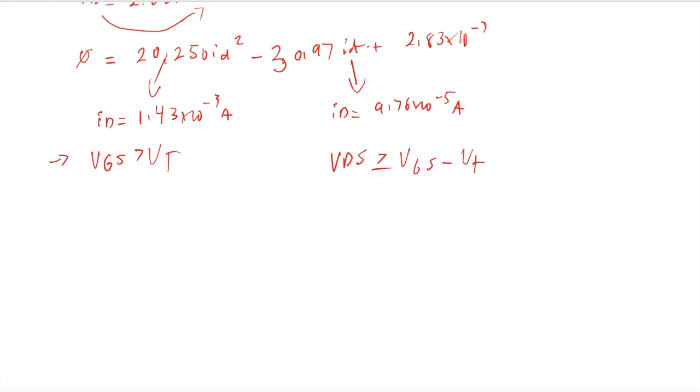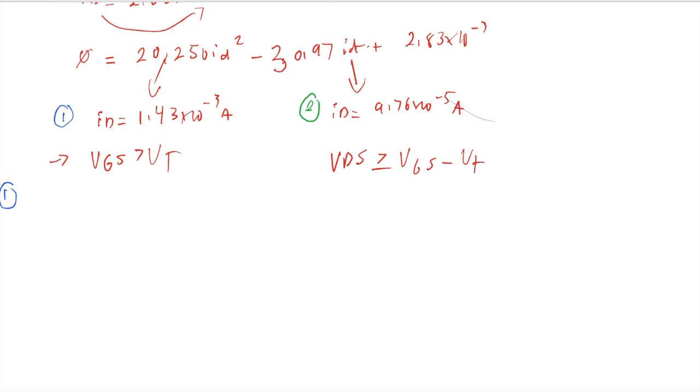So first, let's call this current 1 and current 2. Actually, let's change the color. Make this a little easier to read for you guys. This will be current 1, current 2. So let's start with current 1. We're going to plug in the current 1 that we labeled blue, 1.43 times 10 to the negative 3, into VGS and VDS and see if these conditions are met.